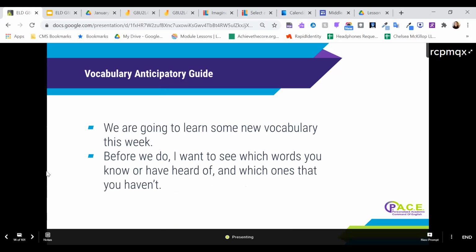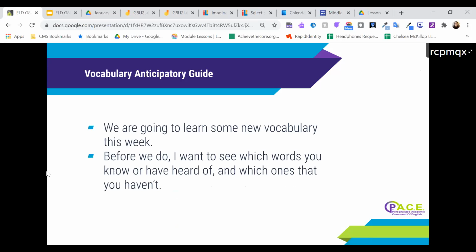Okay, now we're going to do a vocabulary anticipatory guide, which is not something you have seen in Canvas before. I am going to credit Rachel Barrett, and she had been using this in her class, and we loved it. So it is an amplified material you will find in the PACE toolkit. So just to introduce some vocabulary.